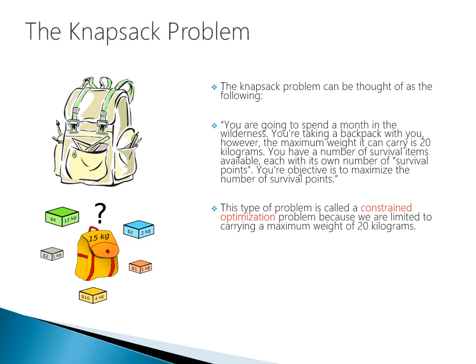This type of problem is called a constrained optimization problem because we are limited to carrying a maximum weight of 20 kilograms. So what's interesting about this is we have a constraint. Okay, and so now when we make our genetic algorithm to try to solve this, we also have to include in our function the fact that 20 kilograms is the limit. So our goal for this exercise is we're going to devise a genetic algorithm to solve this particular problem.